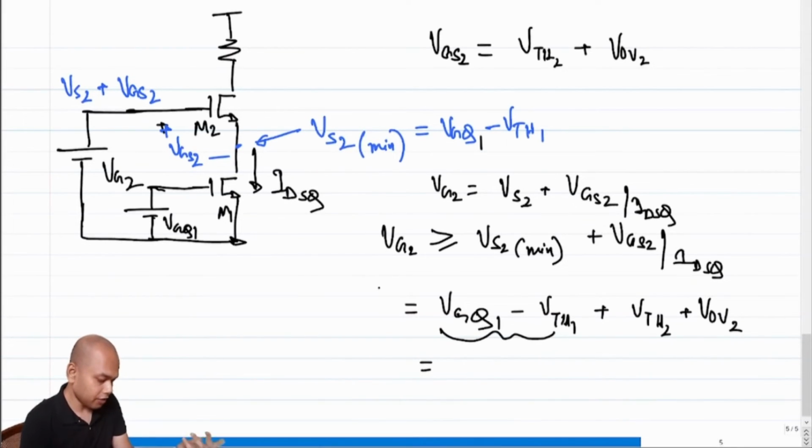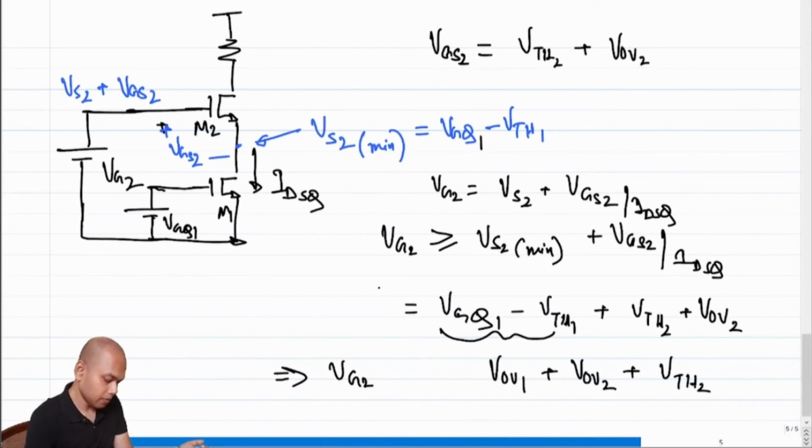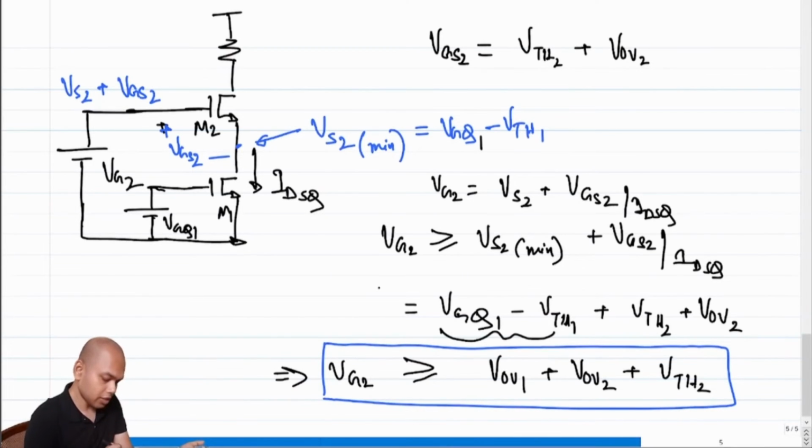So in other words, this is equal to the overdrive of the first transistor M1 plus the overdrive of the second transistor M2 plus the threshold voltage of the second transistor, right? So VG2 has to be greater than or equal to this. As long as we can ensure that, under the quiescent state at least, we can ensure that the transistor M1 is in saturation.